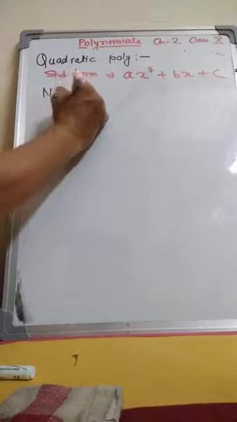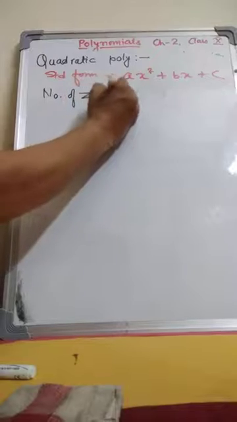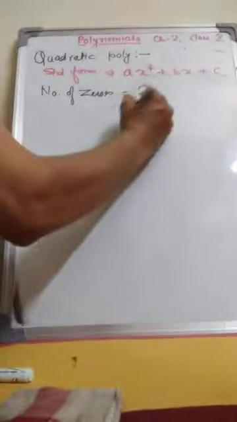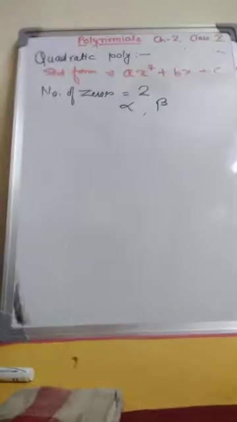Since it is a quadratic polynomial, how many zeros does it have? Number of zeros is equal to 2. Now, how can you find the zeros? They are known as alpha and beta.